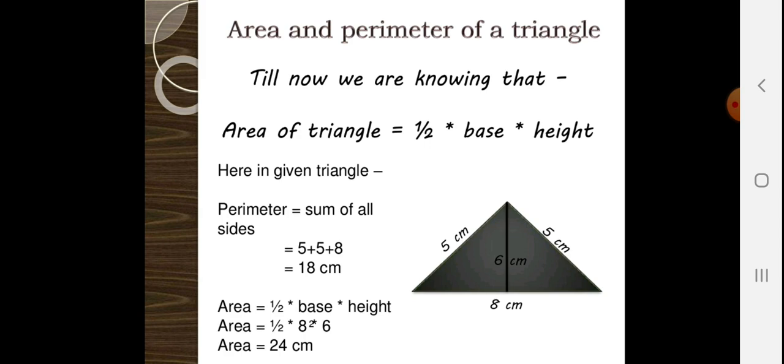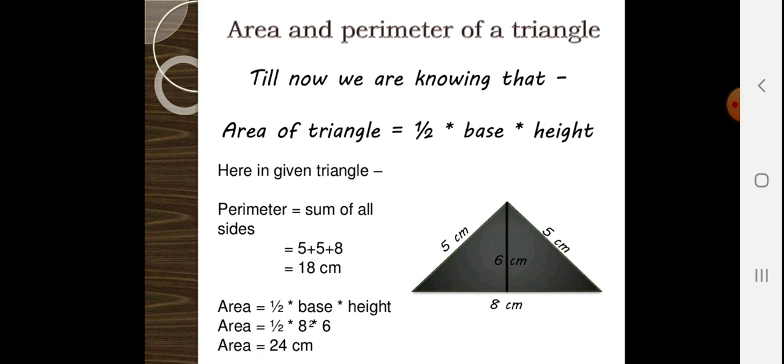You know that the unit we use for area is always centimeter square or meter square. Now, if you want to find the perimeter of this given triangle, what will you do? You will add all the sides given here: side 1 plus side 2 plus side 3. That is 5 centimeter plus 5 centimeter plus 8 centimeter, which becomes 18 centimeter. So, this is the basics of finding the area and the perimeter of a given triangle.